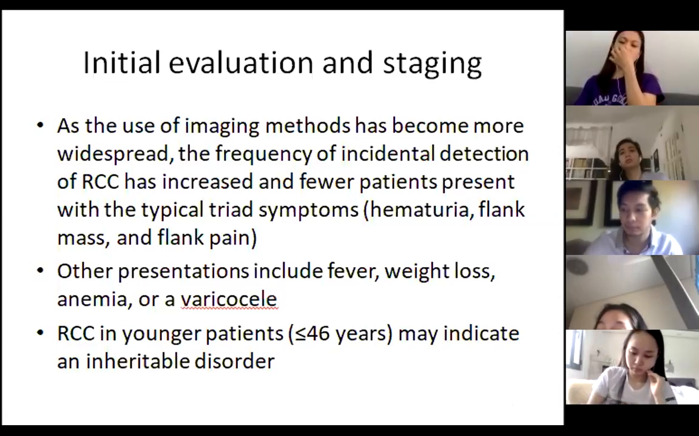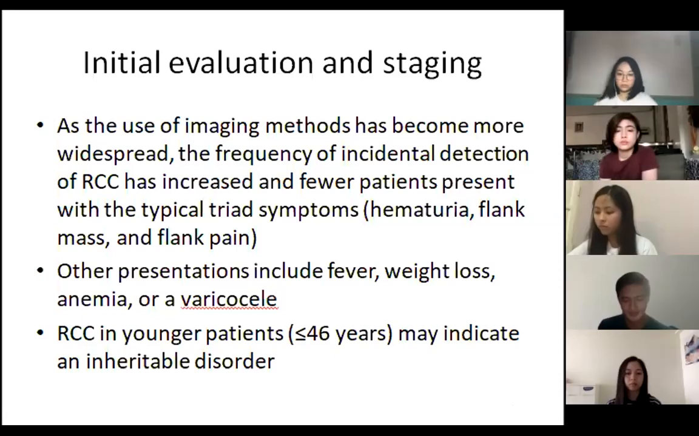So what are those? They would include bone pains, pag may bone mets, adenopathy, pulmonary symptoms attributable to lung parenchyma or mediastinal masses. Other presentations can include fever, weight loss, anemia, or a varicocele. RCC in younger patients, which is less than or equal to 46, may indicate an inheritable disorder. So may kita sa guidelines na pag may RCC ka, tas less than or equal to 46 years old ka, they usually would suggest to undergo genetic studies.